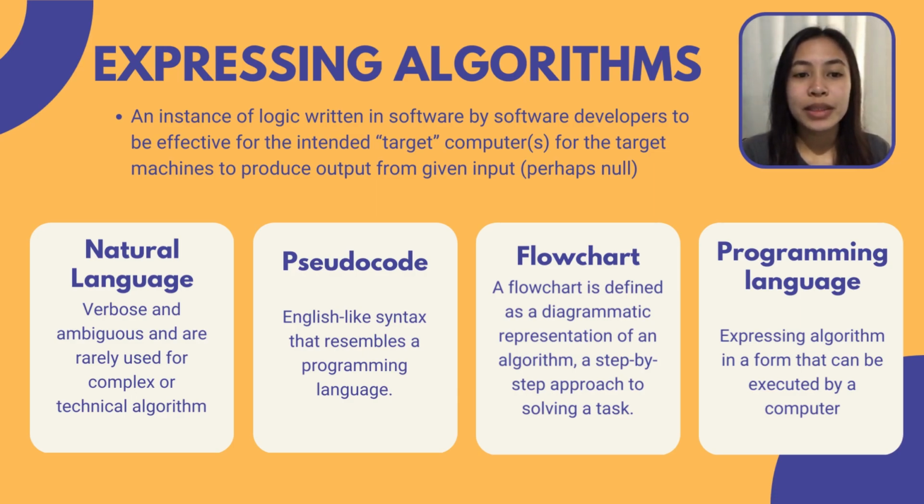Algorithms can be expressed in many kinds of notation, like natural language, pseudocode, flowchart, and programming language. Natural language is verbose and ambiguous and is rarely used for complex or technical algorithms. Pseudocode is an English-like syntax that resembles a programming language. A flowchart is a diagrammatic representation of an algorithm, a step-by-step approach to solving a task. A programming language expresses an algorithm in a form that can be executed by a computer.